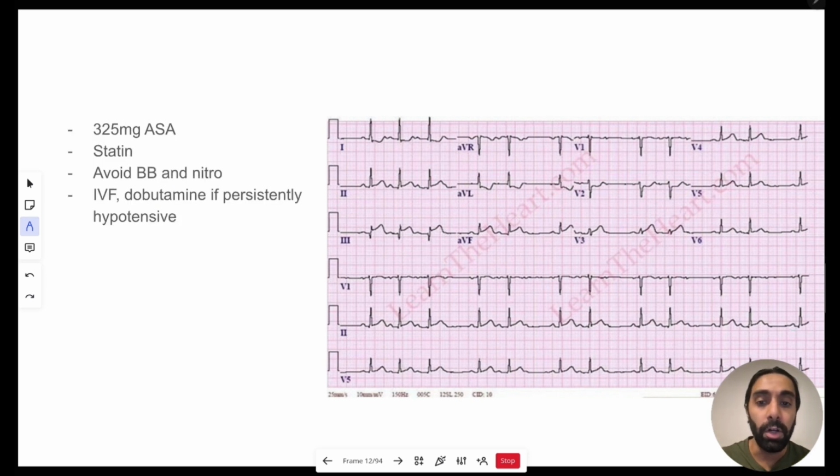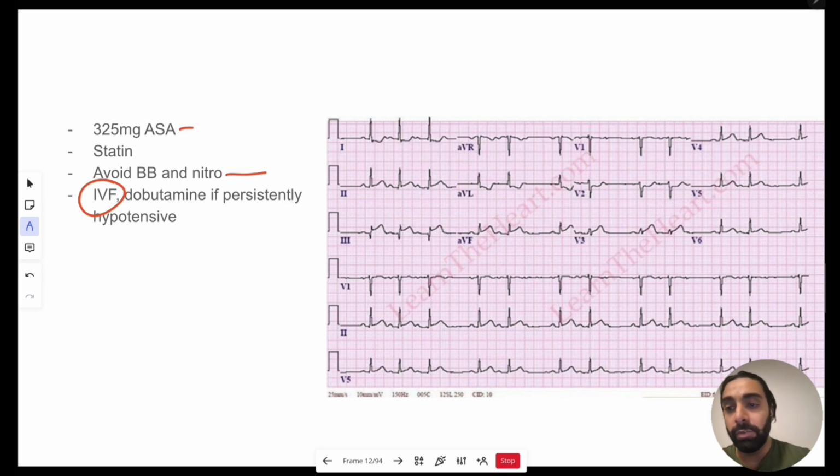Number 1 should always be aspirin if you're worried about a STEMI, so that should always be number 1. You want to avoid beta blockers and nitros in inferior wall STEMIs. And then initial best step for these patients, you want to give fluid. So IV fluid would be a great option for inferior wall STEMIs or RCA occlusion.